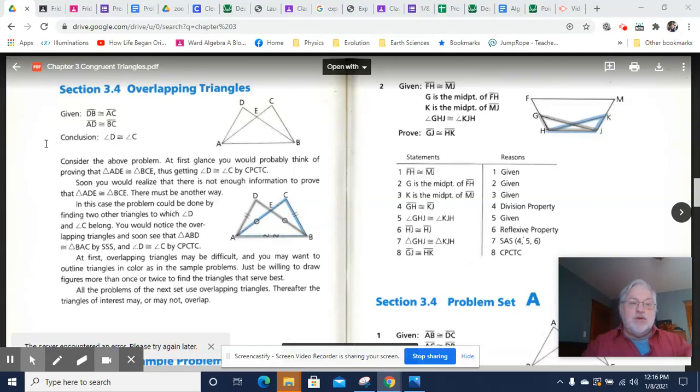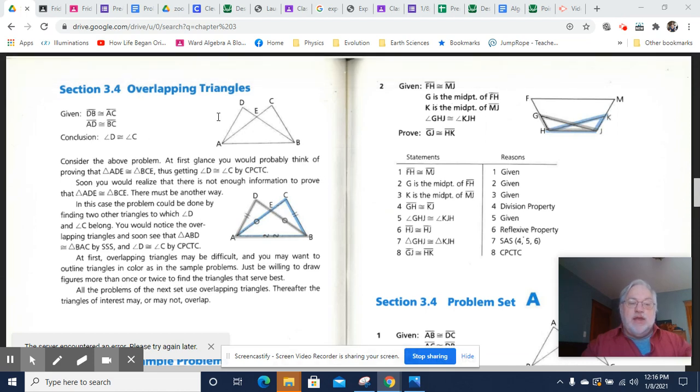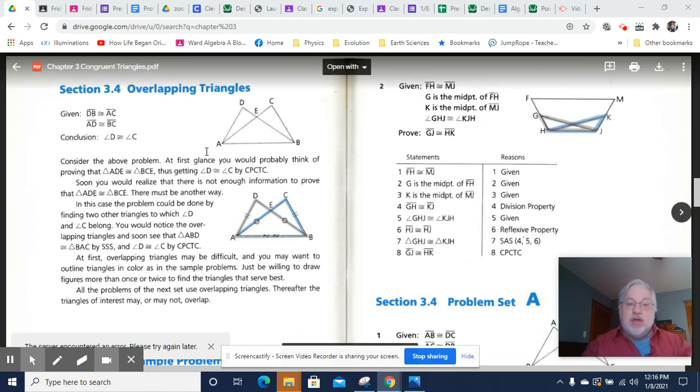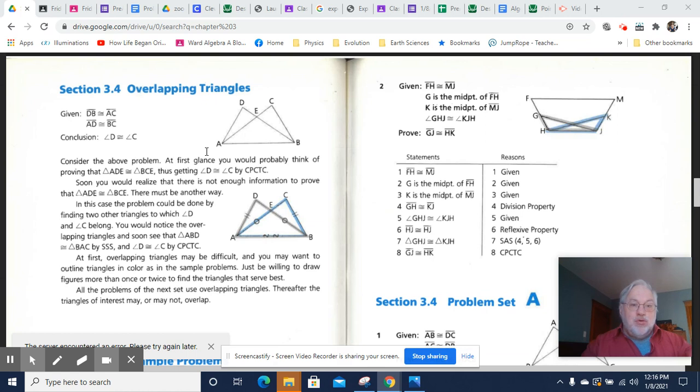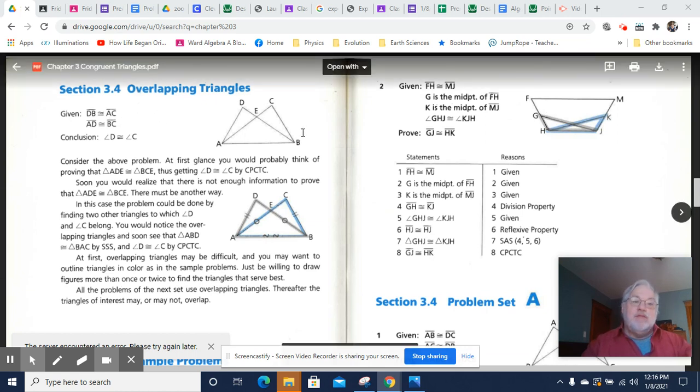I'm going to do a few comments about section 3.4, chapter 3, part 4, which is on overlapping triangles. What they literally are doing is using the fact that triangles can overlap to prove things about them. So here we have this little structure, a little hat.